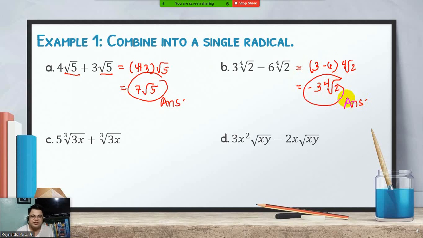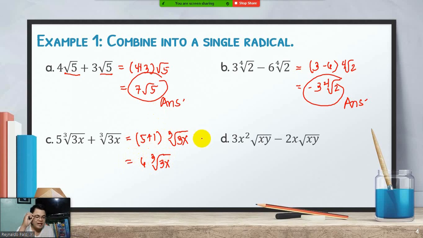Next, letter C. We have 5 cube root of 3x plus cube root of 3x. So, they are still similar radicals because of the radical, cube root of 3x. Therefore, we just have to combine 5 plus 1 cube root of 3x. If they are not similar, of course, you cannot combine. In the next part, we're going to encounter dissimilar radicals and how we are going to combine or subtract them. Then we have to finalize this: 5 plus 1 is 6 cube root of 3x.